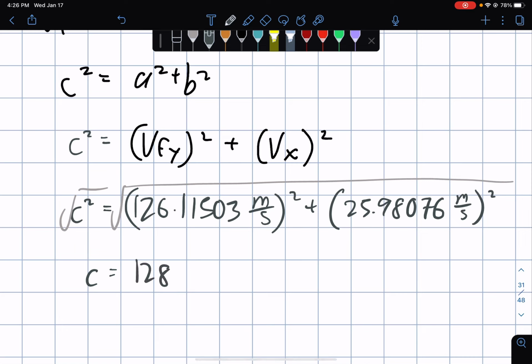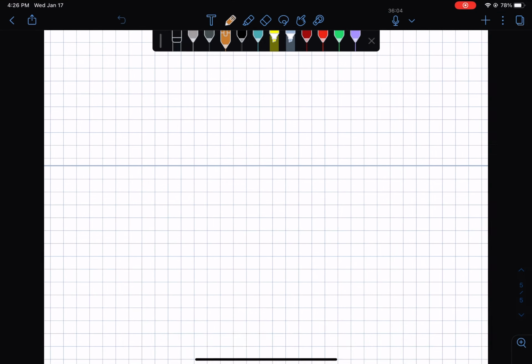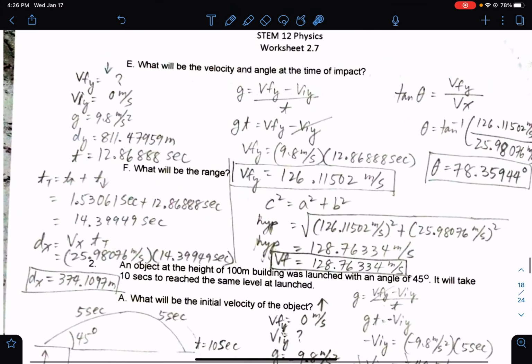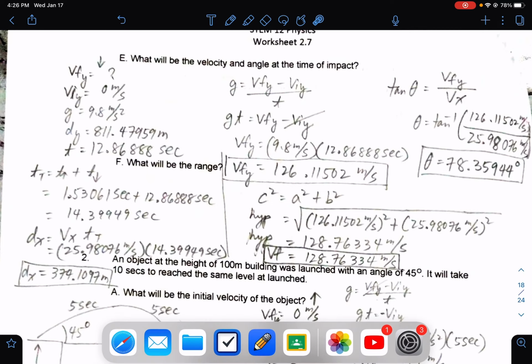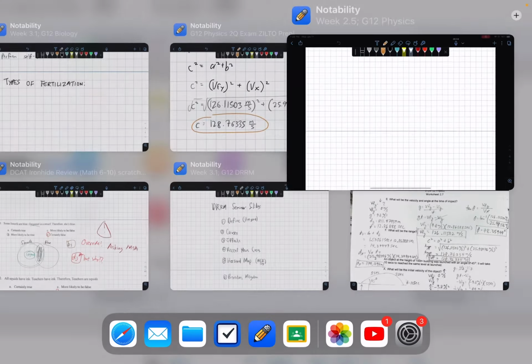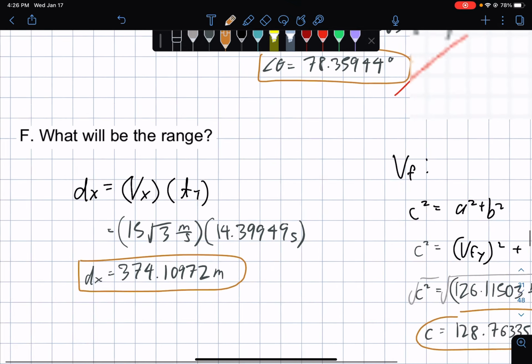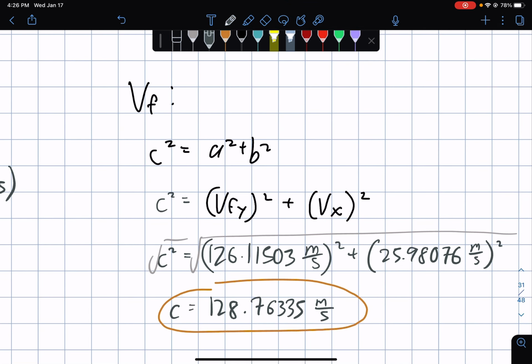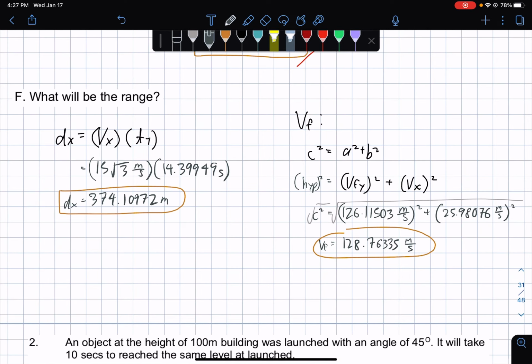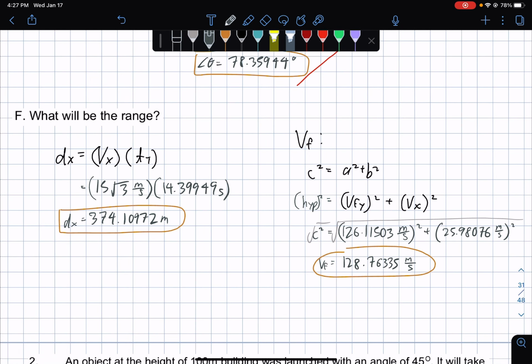So the answer is 128.76335. What is the unit? Meters per second, I suppose. But what exactly is that value? What's the name for the VF? It's associated with being the hypotenuse, since the c variable is usually the hypotenuse. Okay, so I'll be researching more on that.